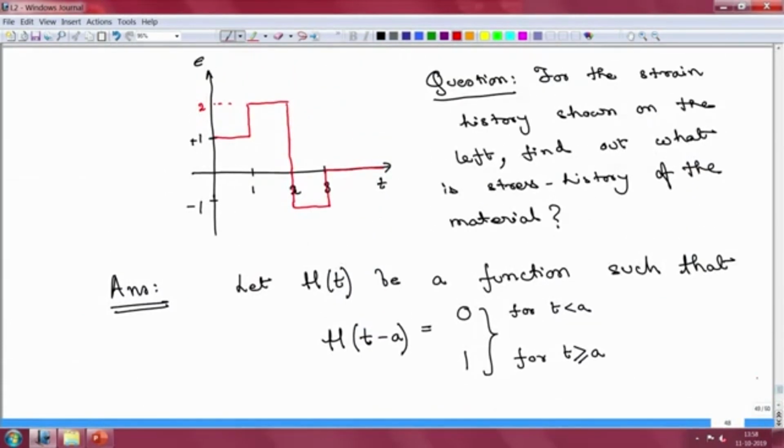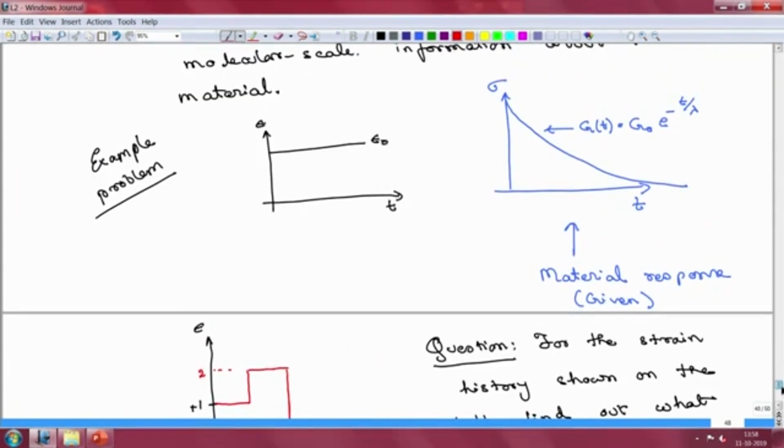So, your step response test here can be written as epsilon(t) is epsilon naught into h of t. If I had to represent this graph in a mathematical sense, then I can write this.